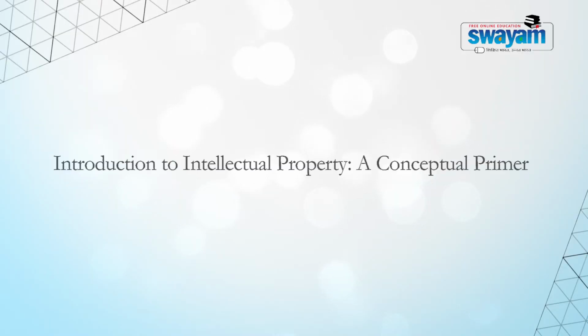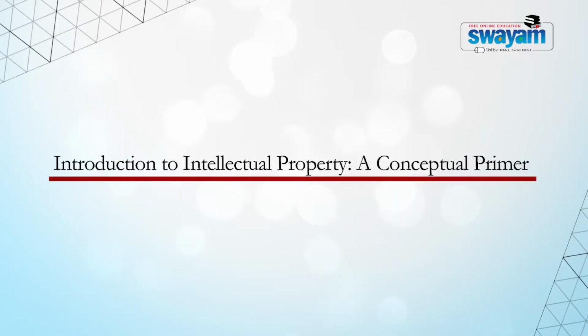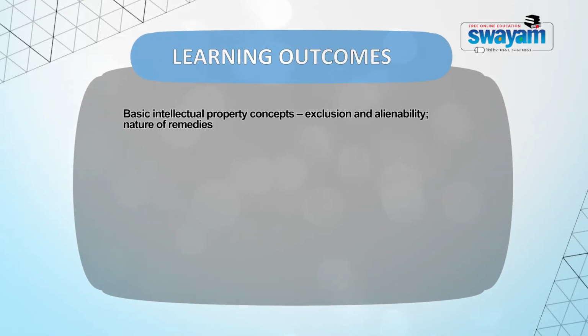Today we are going to discuss Introduction to Intellectual Property, a Conceptual Primer. The outline of this course basically has to deal with basic concepts involving intellectual property, the nature of exclusivity provided, the principles of alienability and nature of remedies, of course. We are also going to discuss classification of intellectual property rights into separate categories involving patents, copyrights, trademarks, geographical indications, industrial designs and other sui generis legislations.